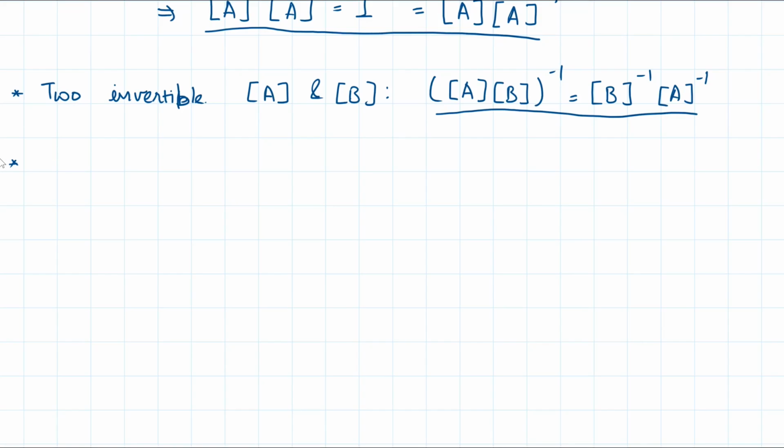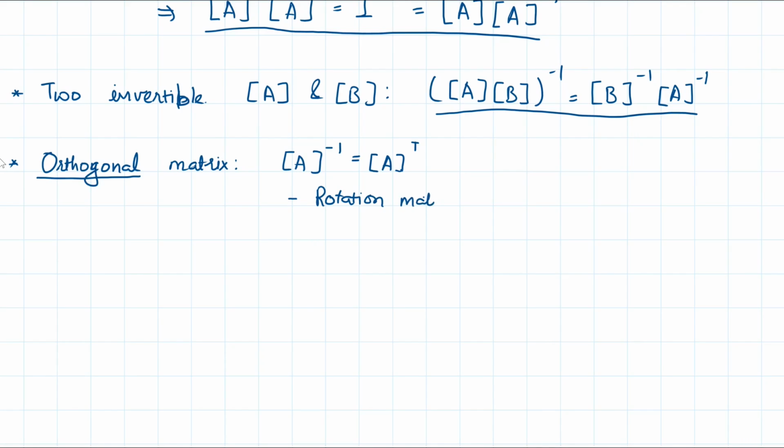Another definition associated with the inverse of a matrix is orthogonal matrix. Okay. A matrix A is orthogonal if the inverse of a matrix A is equal to the transpose of the matrix. An example of such a matrix would be a rotation matrix. A rotation matrix basically rotates the coordinate system.